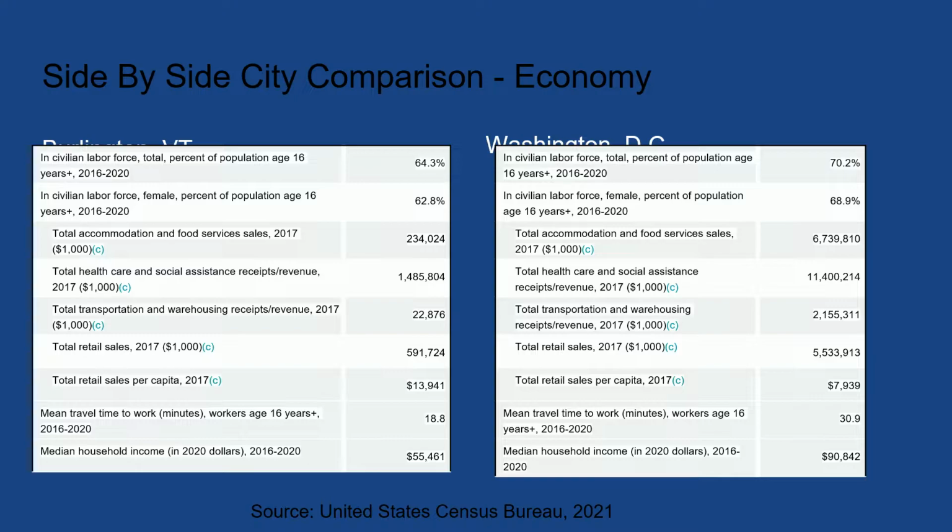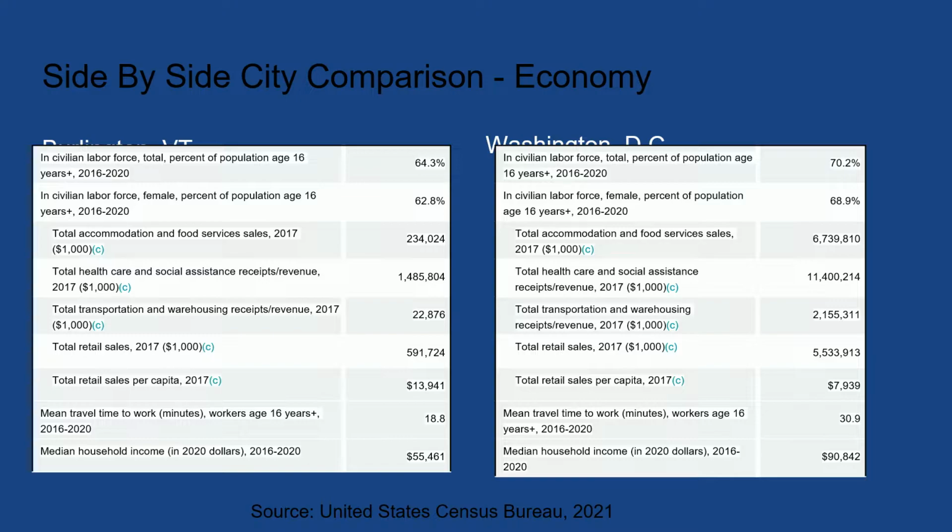Look at some economic data. On the left, we have Burlington, Vermont, and the formatting is a little bit off. I apologize for that. On the left, we have Burlington, Vermont, and the right is Washington, D.C. We have similar numbers in participating workforce, 64% in Vermont, 70% in Washington, D.C. Obviously, there's more opportunity in Washington, D.C.